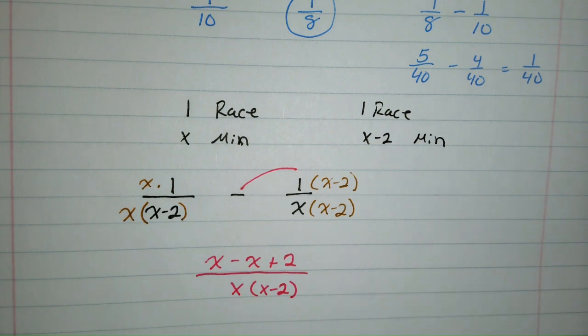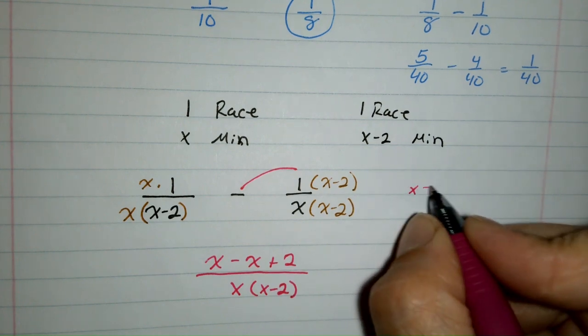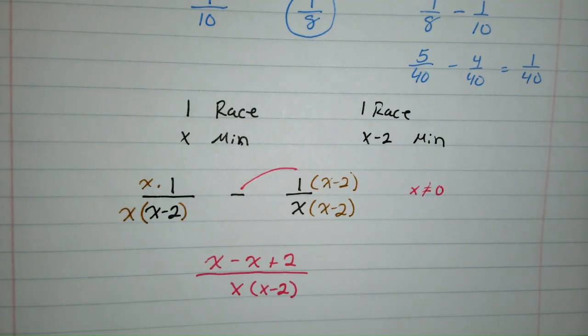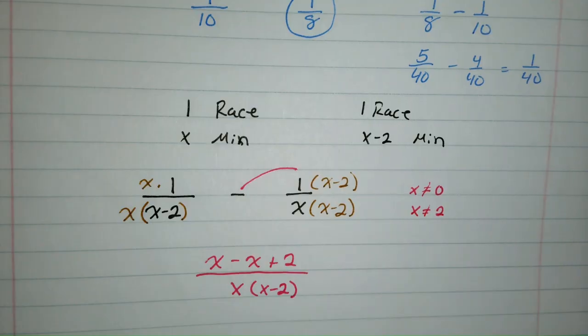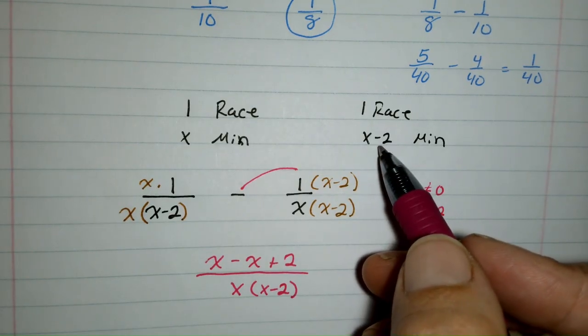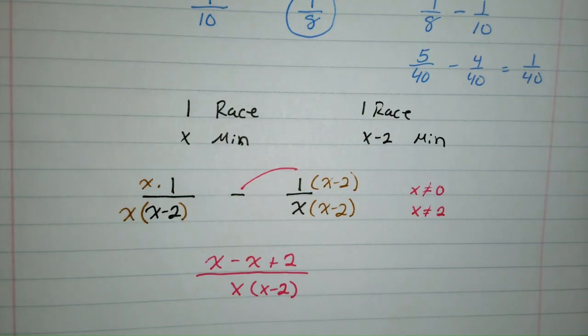And of course, x cannot be 0, which makes sense. You can't run a race in 0 minutes. X also cannot be 2, because if 2 minutes, this one would finish it in 0 minutes. Neither racer can run 0 minutes and finish a race. So the race has to be actually more than 2 minutes, because anything less and racer 1 wouldn't be running at all.